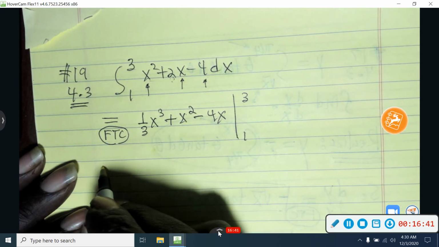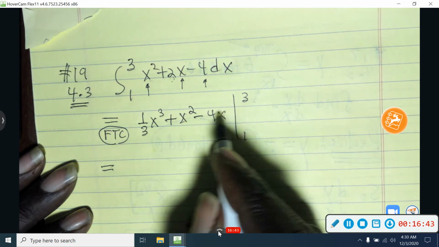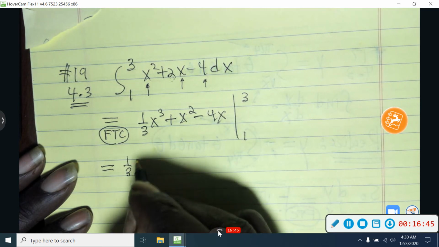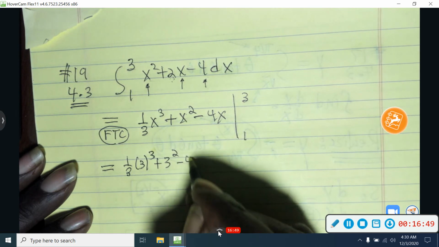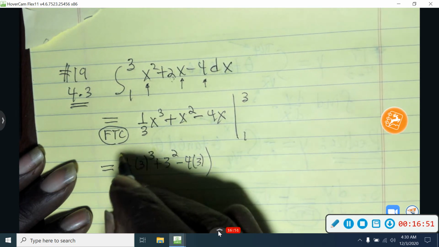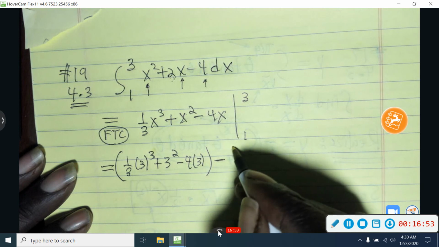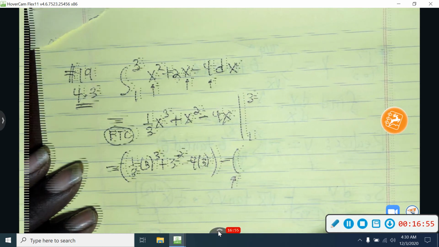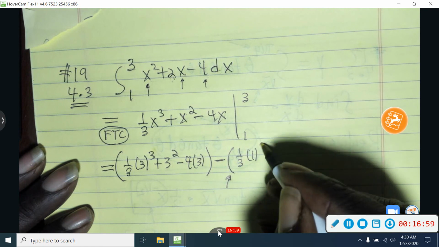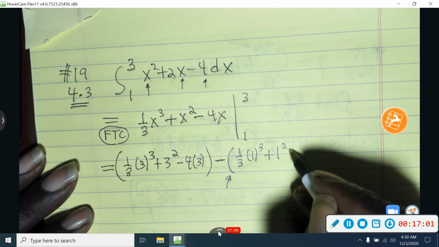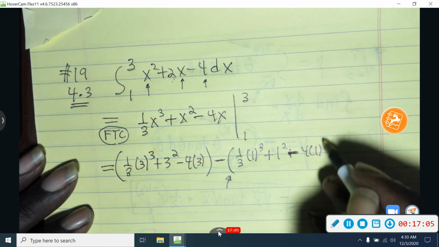Stick a 1 in, 3 in. Remember, who goes in first, baby? Stick a 3 in. There's a 3 going in. Minus, better put some parentheses, or you'll get the wrong answer each time. Stick a 1 in and subtract. You get that?